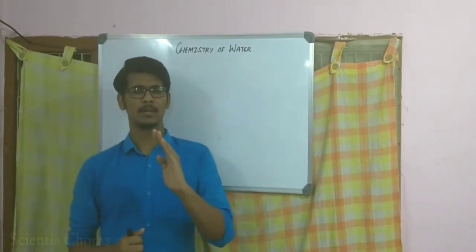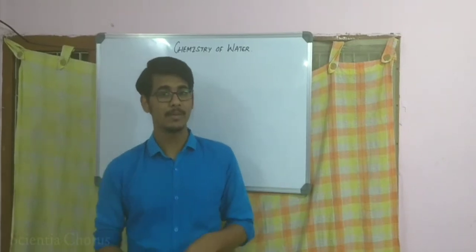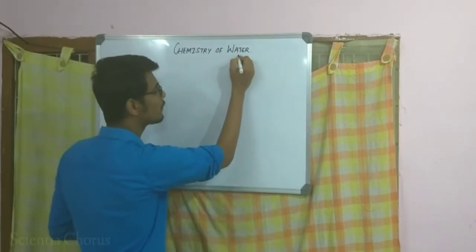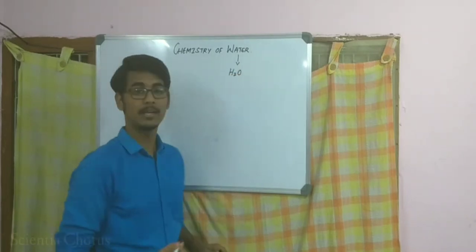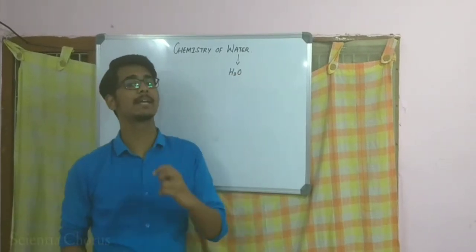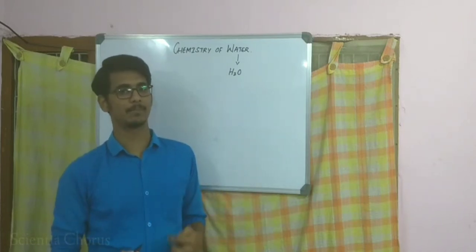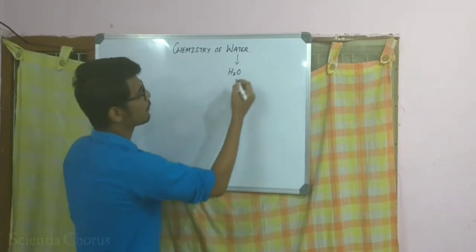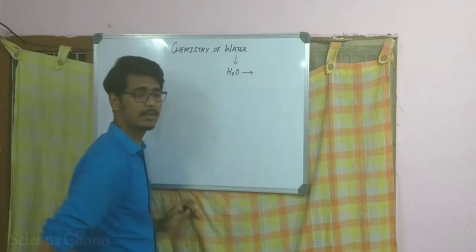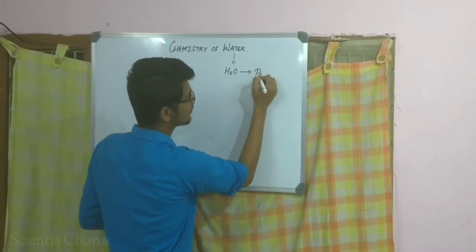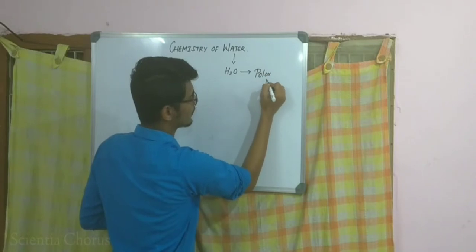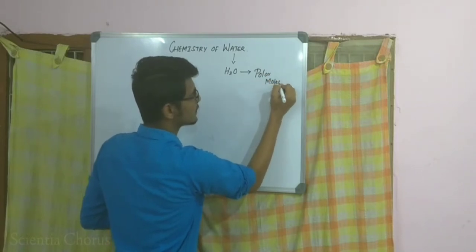Now, what is the chemical formula for water? We know that the chemical formula for water is H2O, where two hydrogen atoms have been combined with the oxygen atom. Fine. Now, what kind of molecule is this? This H2O is a polar molecule.